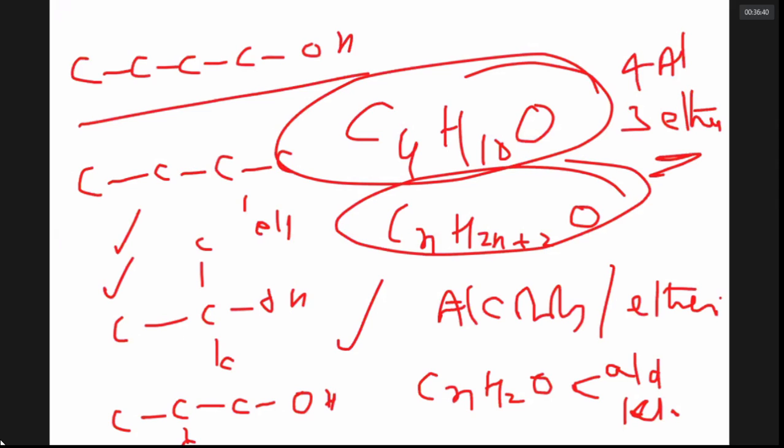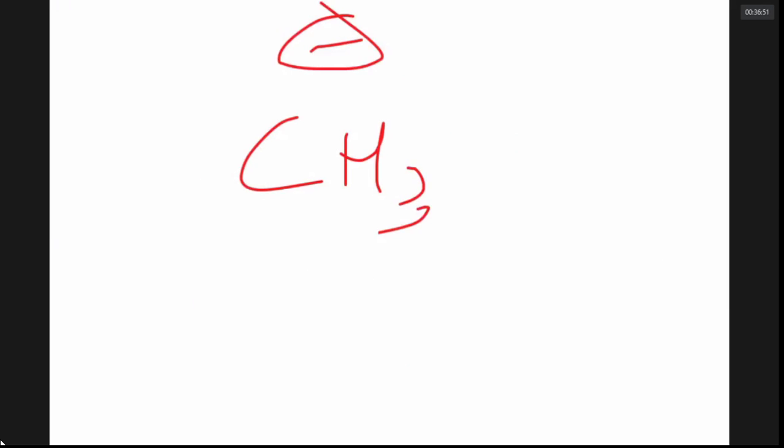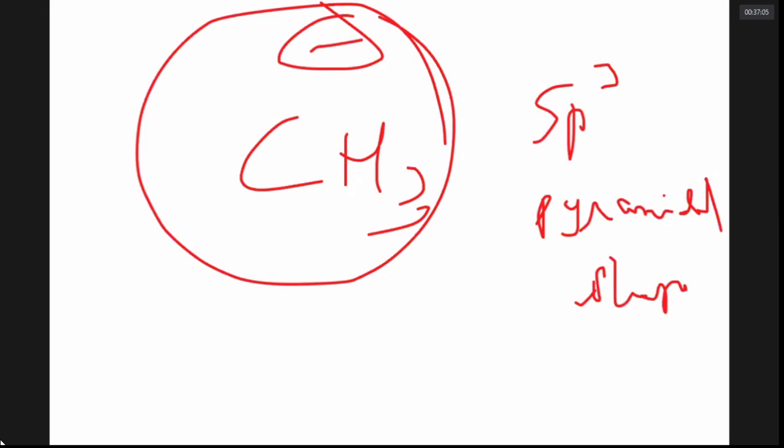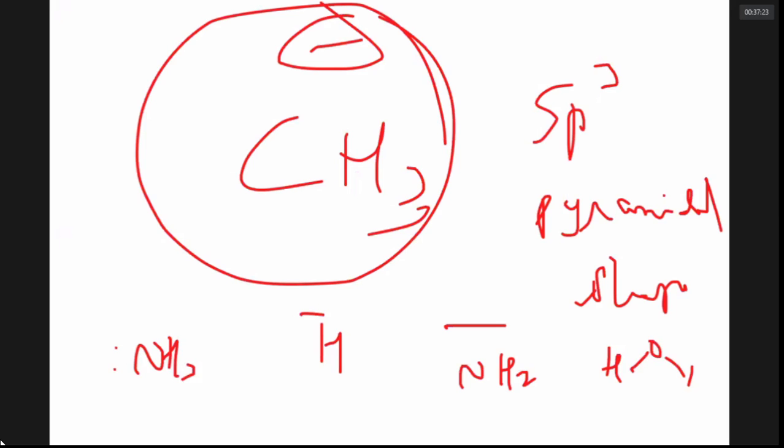Okay, sir? CH3 minus is a nucleophile. If you want to look at CH3 minus, the carbon is sp3 hybridized and it has pyramidal shape. H minus is a nucleophile. Any minus ion is a nucleophile. Or a molecule like ammonia which has a donatable lone pair. A molecule like H2O which has 2 donatable lone pairs. Anybody who has lone pairs, anybody who can bind with a positive center is called a nucleophile.